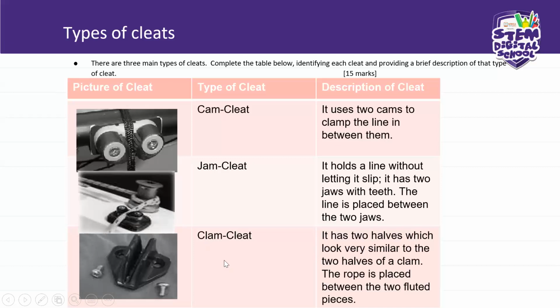Then we have a clam cleat. The clam cleat has two halves which look very similar to the halves of a clam. The rope is placed between the two fluted pieces. The rope will go in here. So this is a clam cleat.